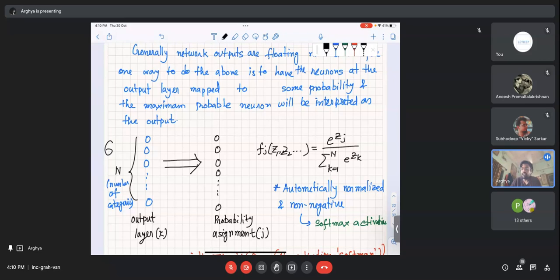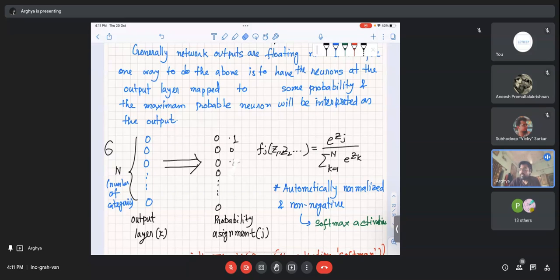So 6 should be some values in the input. Then it should generate some output. From this output, you want a probability distribution where the sixth node will have maximum probability. Say the sixth node has a probability of 0.7, and the rest of them are 0.1, 0, something like that. You want to have something like that.